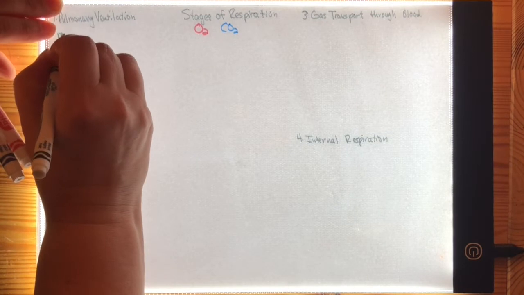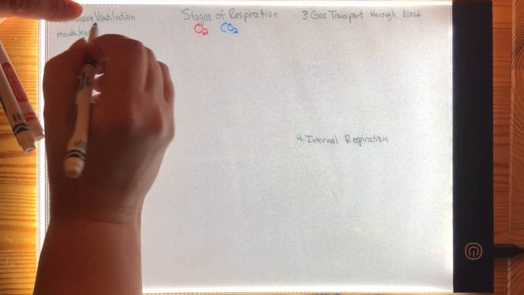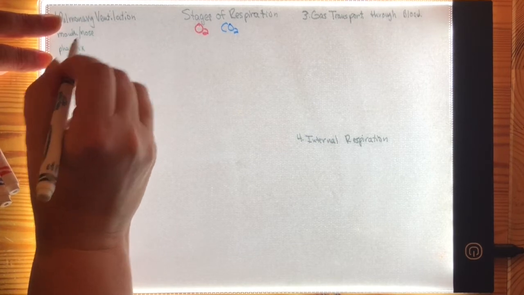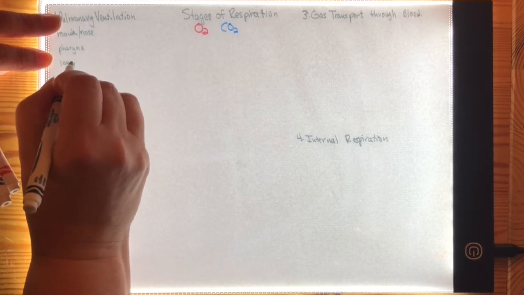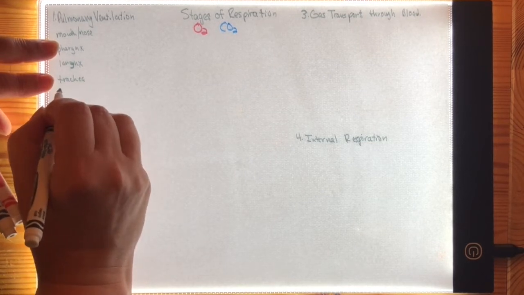So let's state the 2 gases. The 2 biggies are oxygen, which we will be marking in red throughout this lecture, and carbon dioxide, which we will be marking in blue. Now let's start off with pulmonary ventilation and explore this topic.